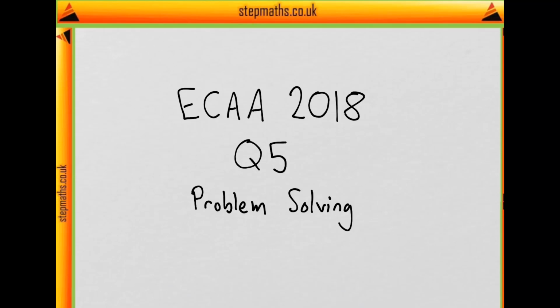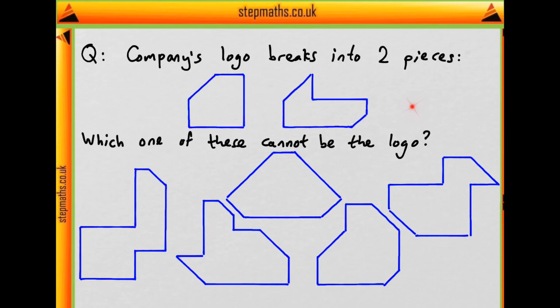This is question 5 on problem solving from the 2018 ECAA. So we're told that a company's logo has broken into two pieces. These are those two pieces, and based on that, which one of these shapes cannot be the logo? So let's go through each of these possible logos and see if we can spot both of our shapes.